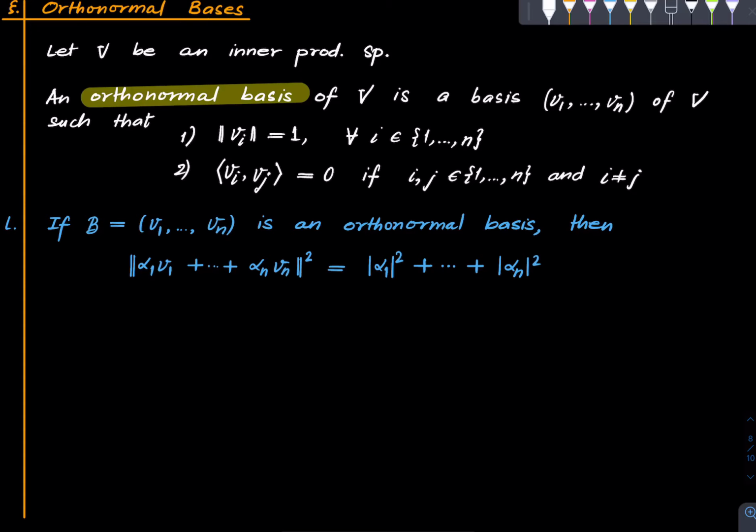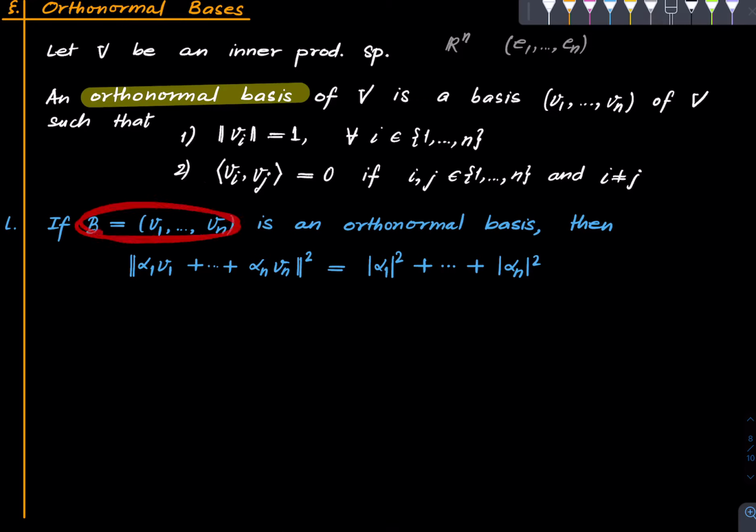Before we look at examples, let me write down an example here on the side. So if you have Rn, then the standard basis is an orthonormal basis. And the standard basis in Cn is also orthonormal. So those are examples. And now let us prove this lemma.